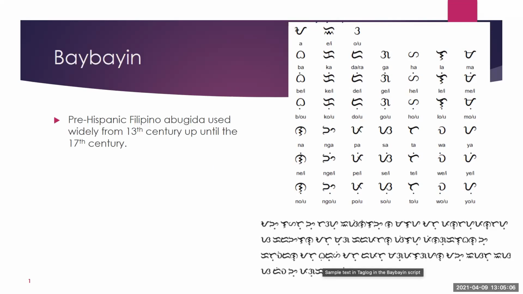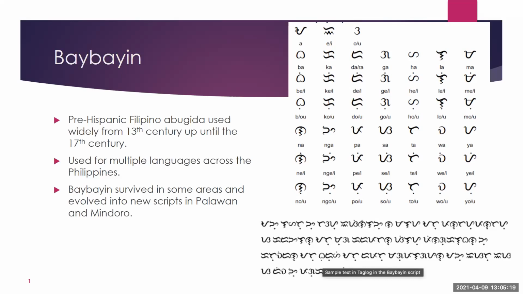Here's another one, and yeah, as you can see, in sets, the symbols are similar to one another. There's an example. So yeah, this is Baybayin, and it's a pre-Hispanic Filipino abugida that was used from the 13th until the 17th century when the Spanish arrived. And it was used for multiple languages across the Philippines. And it did survive in some areas, and it has developed into new scripts in a few different islands. And I think I'm going to talk about another one of them in a bit. And yeah, it's currently seeing a resurgence in the Philippines, which is really cool. People are really interested in it and starting to use it again.